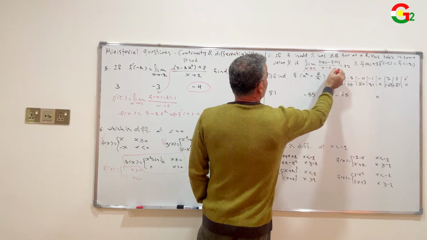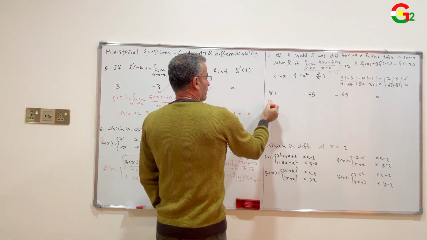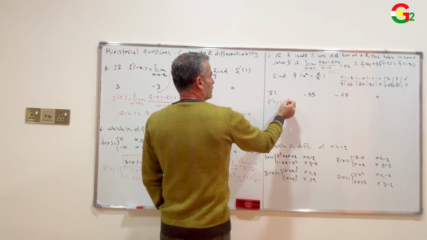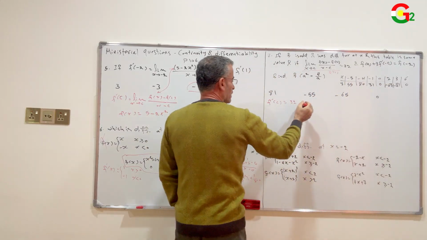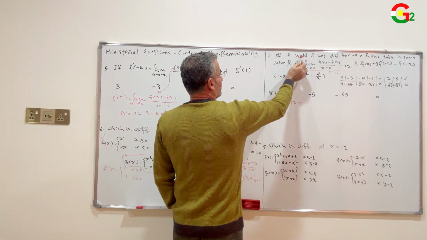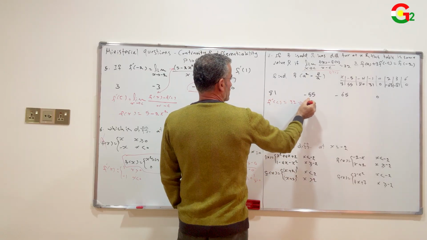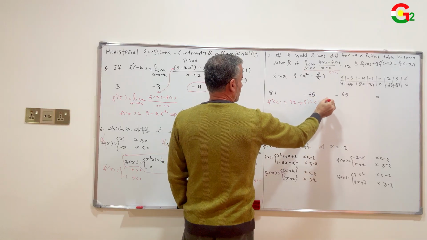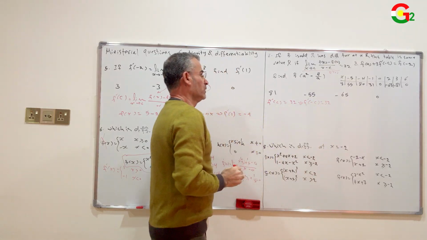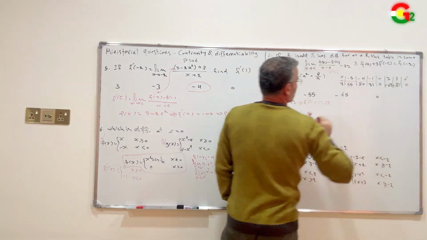This limit is f prime of c from the definition. Then f prime of c equals 32. We need f prime of negative c. Since f is odd, then f prime is even. And since f prime is even, then f prime of negative c is also equal to 32. We find the first unknown value, f of negative 2.